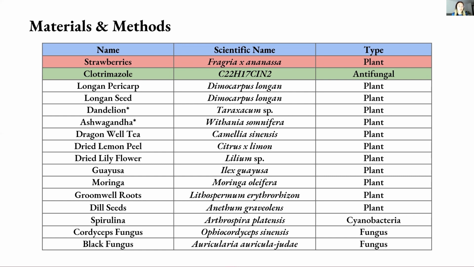Most of these treatments are readily available at Asian supermarkets. These are common food items in China, and I have eaten all of them, except for the greenwell roots. The guayusa and moringa are tea leaves I brought home from Ecuador.